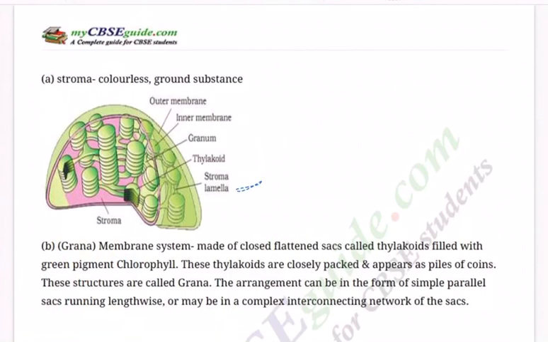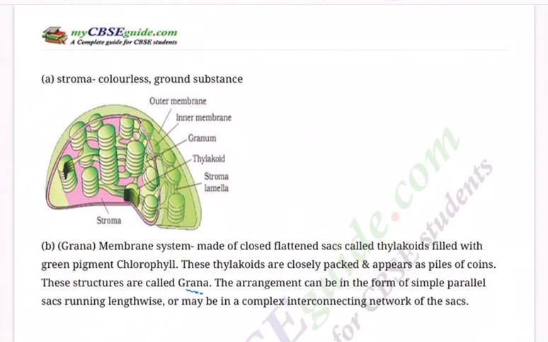Also, in between the grana, there will be stroma lamellae which interconnect the grana. So this is the granum. We say this is the kitchen of the plant cell. In this place, the carbohydrate, that is starch, is stored. So grana is a membrane system made of closed flattened sacs called thylakoids, filled with the green pigment chlorophyll. That's why this plays a very important role in photosynthesis. These thylakoids are closely packed and appear as piles of coins. I use the word stacks of coins. These structures are called grana.